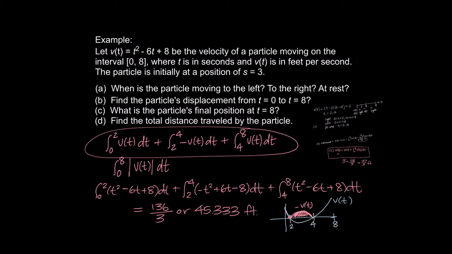So from 0 to 2, we keep v of t the way it is. From 4 to 8, we keep v of t the way it is. But from 2 to 4, we negate v of t so that it reflects over the x-axis so that it becomes positive. So this area that I'm shading in pink is the total distance traveled.